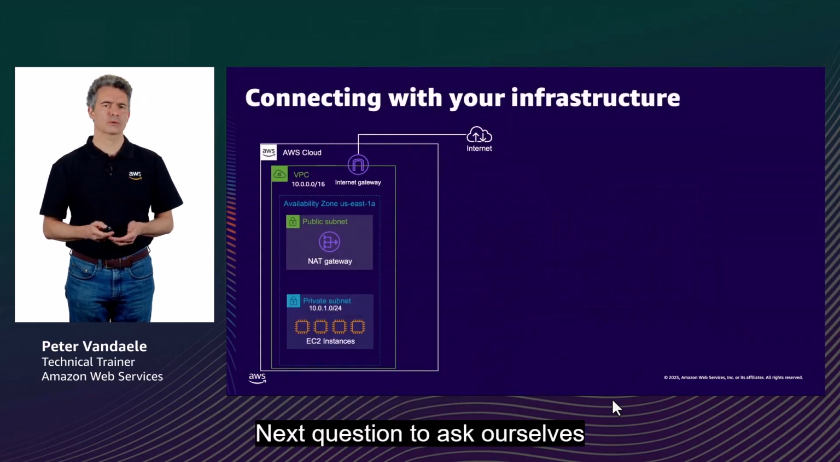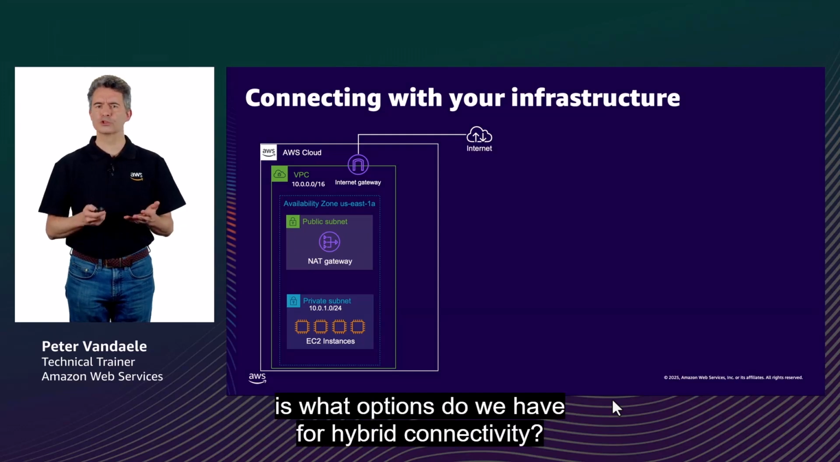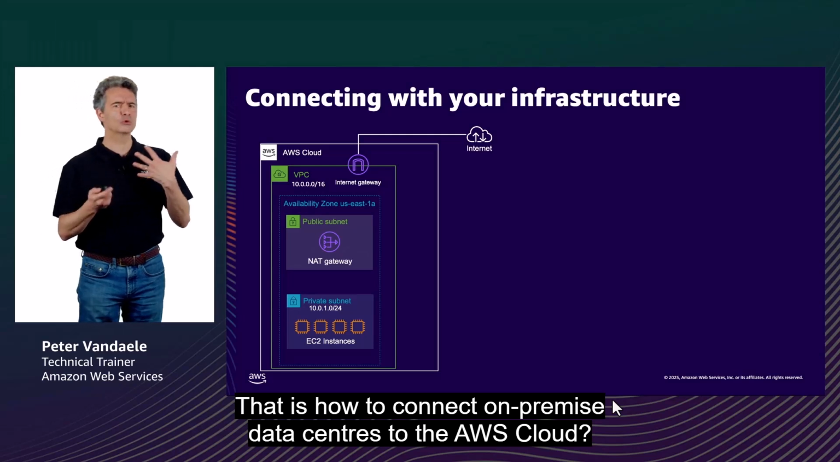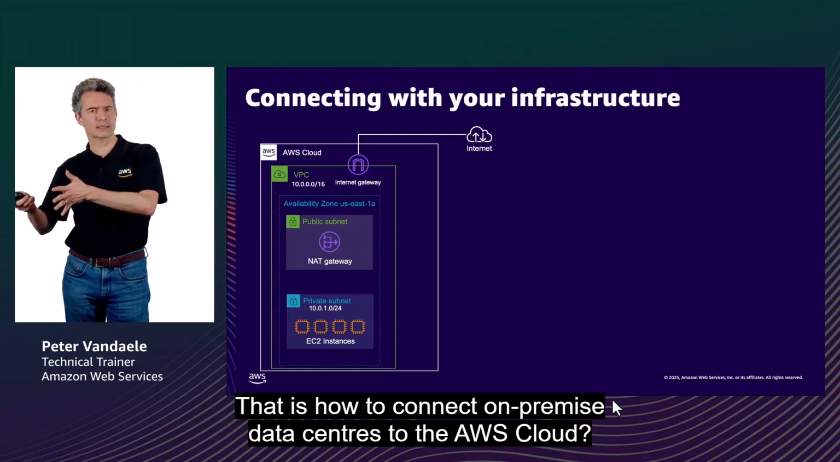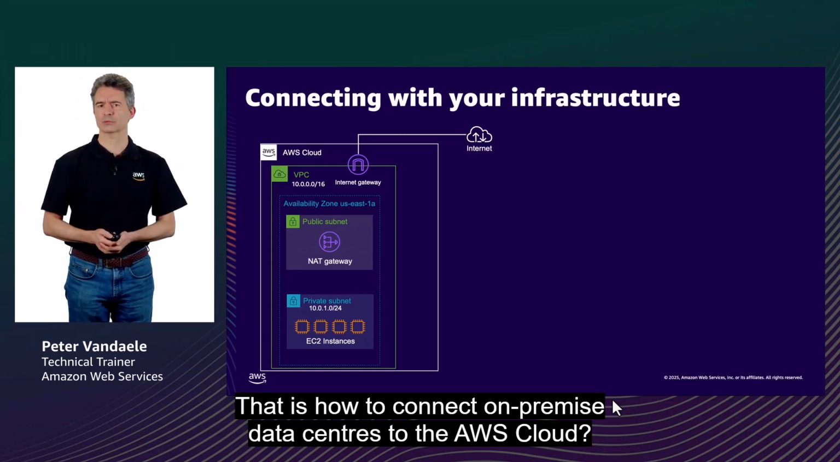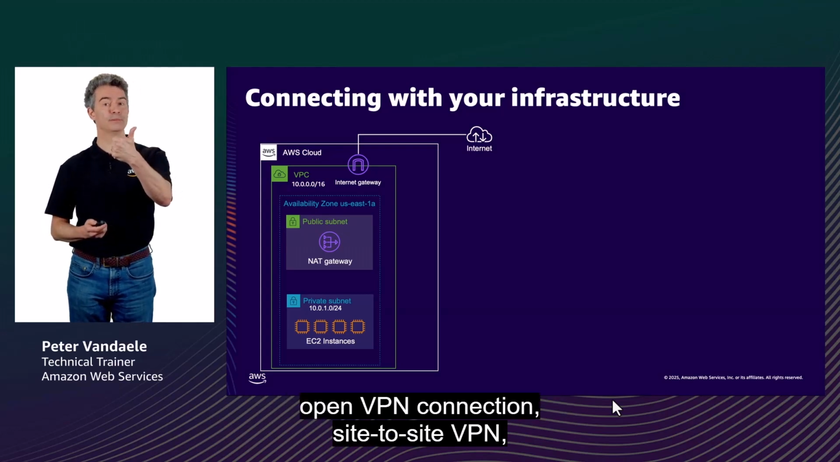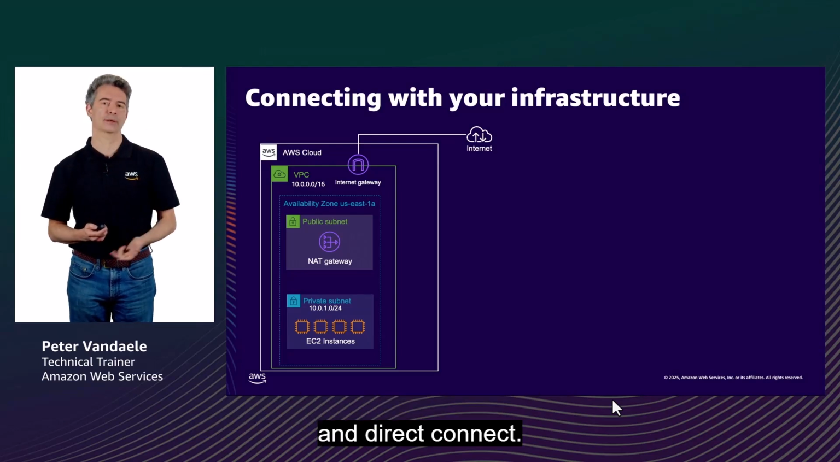Next question to ask ourselves is, what options do we have for hybrid connectivity? That is, how to connect on-premise data centers to the AWS cloud. There are actually 3 ways to do this: OpenVPN connection, site-to-site VPN, and Direct Connect.